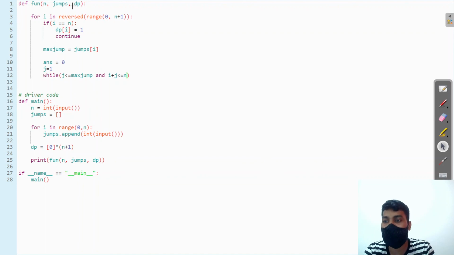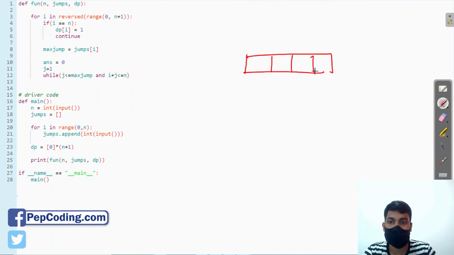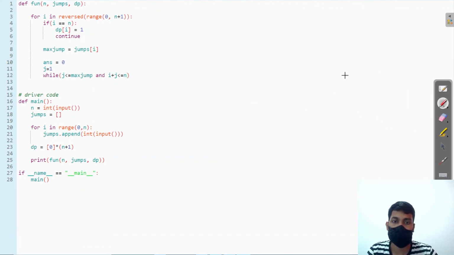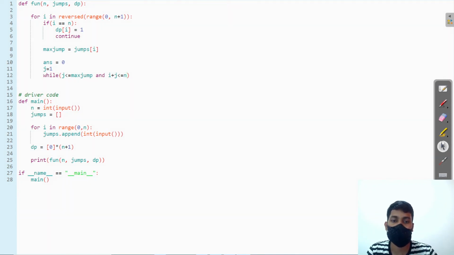What does this condition i plus j is less than or equal to n tell me? It is making sure that we are not going beyond the destination. If this was my stair and this was my destination, then it is making sure that I am not going beyond the destination, right? If I reach beyond the destination, then there is no way back to my destination, as we have discussed. Therefore, this condition is making sure that we are not going beyond the destination.